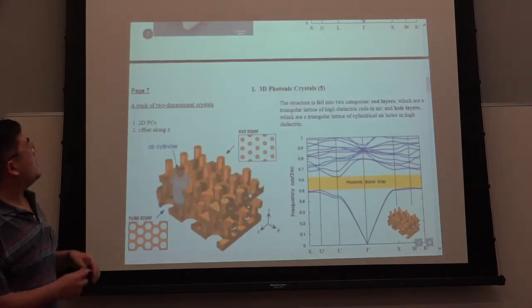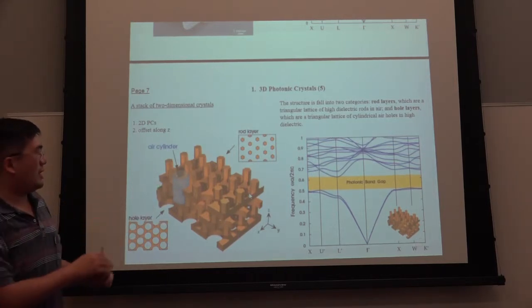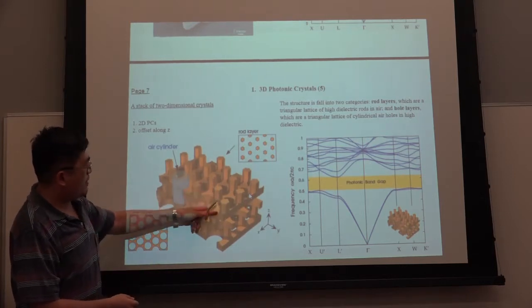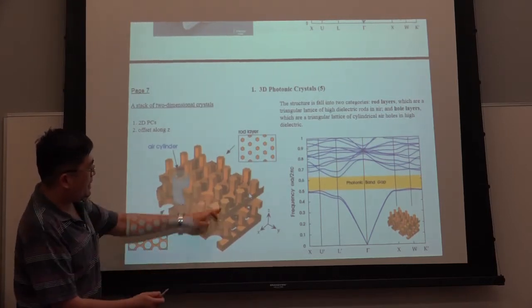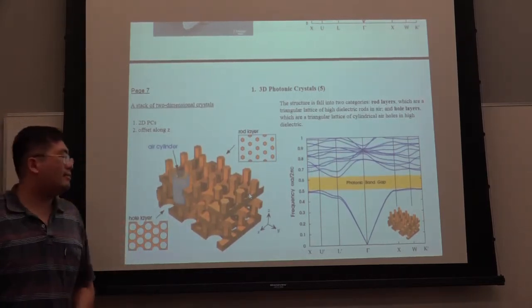They use 2D photonic crystal, but they stack the 2D photonic crystal in different layers. Like this column, and this is hole, and column, hole, you can see. But their positions are offset from each other. Okay, so they can open up a band gap.